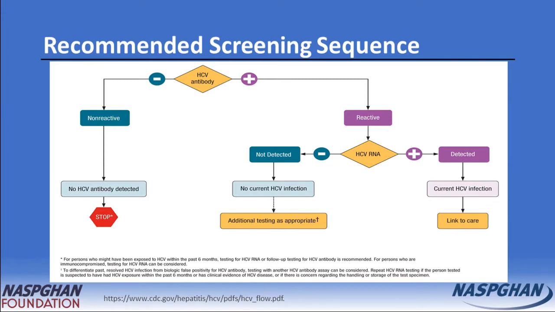If the hepatitis C antibody is positive, then many labs will reflex to the hepatitis C RNA PCR. If the PCR is negative or not detected, there is no current hepatitis C infection. And again, the caveat of recent infection goes into play with considering repeat testing if there has been a recent exposure. And if the RNA is detected, then the patient has a current hepatitis C infection and should be linked to ongoing care for assessment and treatment.